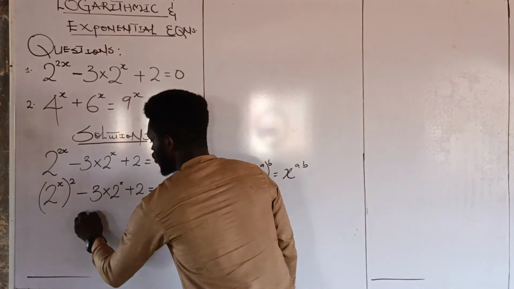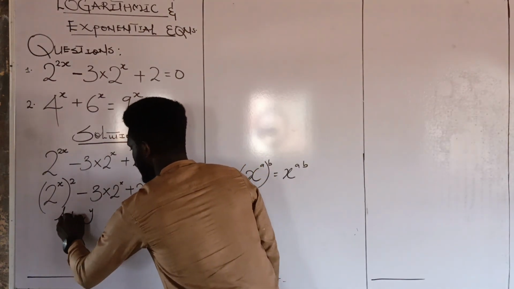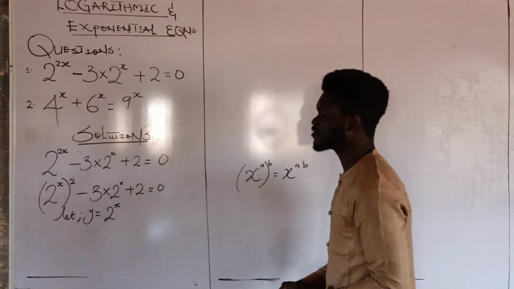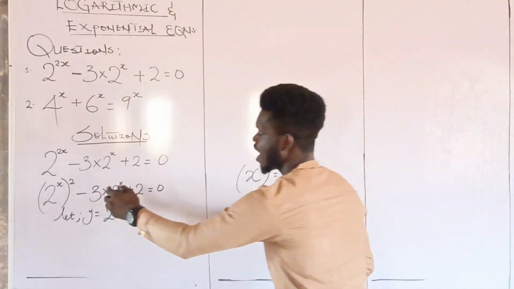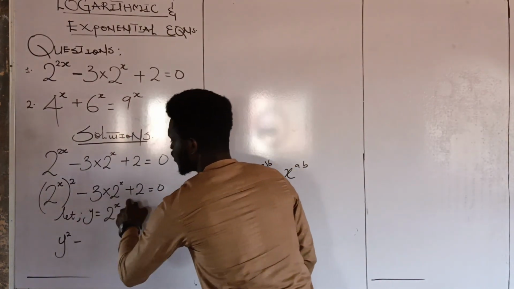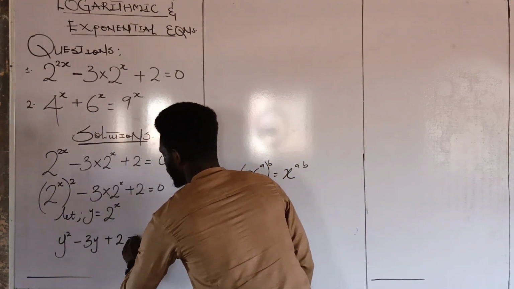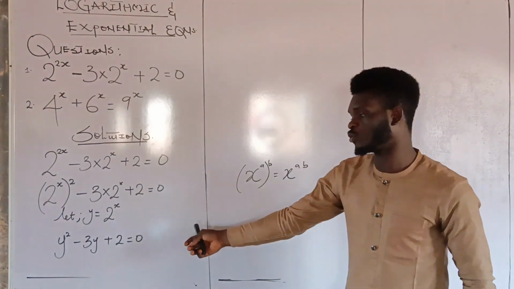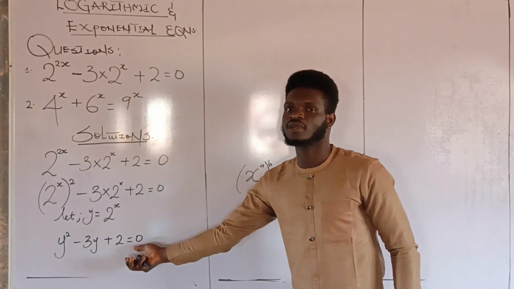So wherever you see 2 raised to the power of x now, you replace it with, let's say, p or let's say y. So let y be equal to 2 raised to the power of x. Whenever we see 2 raised to the power of x, we substitute it as y. So we have y squared minus 3y plus 2 equals 0. This has automatically turned into a quadratic equation.